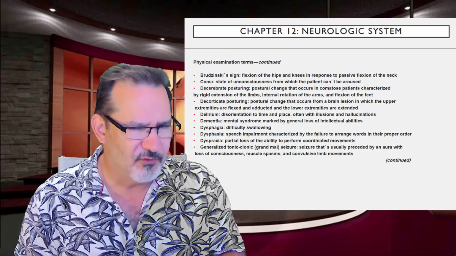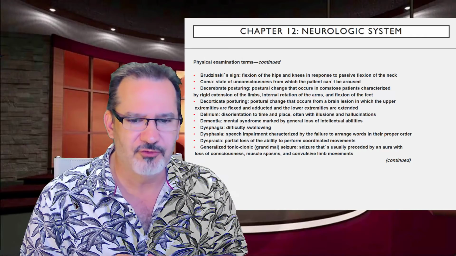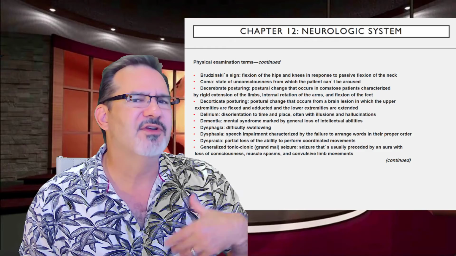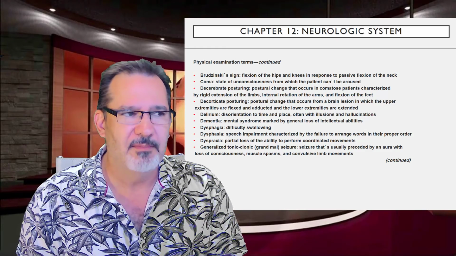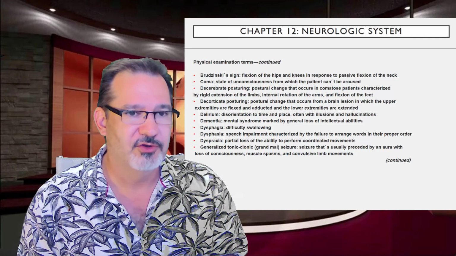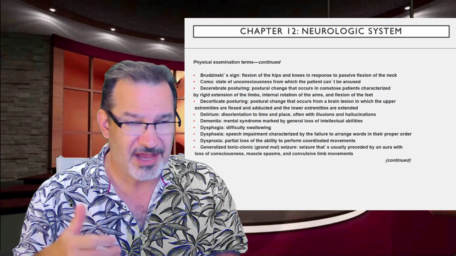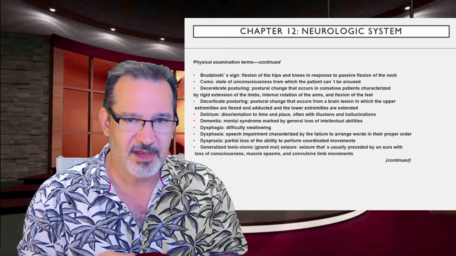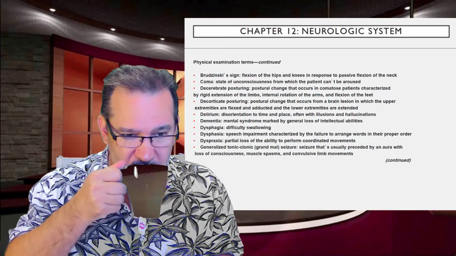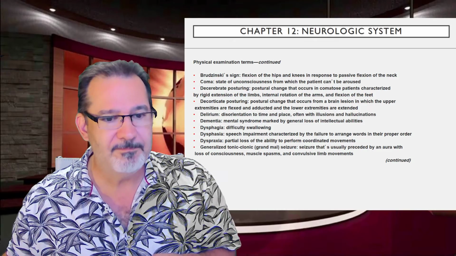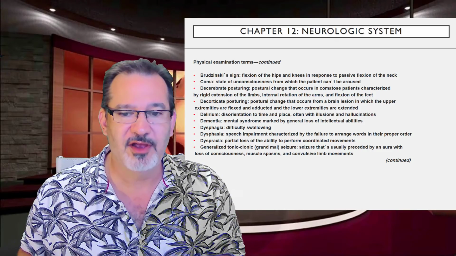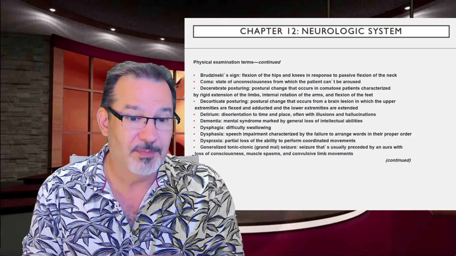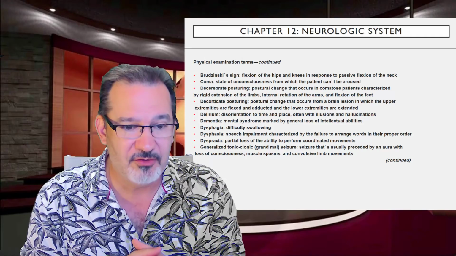Dementia, many different forms of dementia. Mental syndrome marked by general loss of intellectual abilities. So we have different types of dementia. They can oftentimes be very difficult to actually diagnose because there are many different types of dementia, such as Alzheimer's, which is a form of dementia. Okay. Dysphasia, speech impairment characterized by failure to arrange words in a proper order. So basically it's difficult speech patterns.